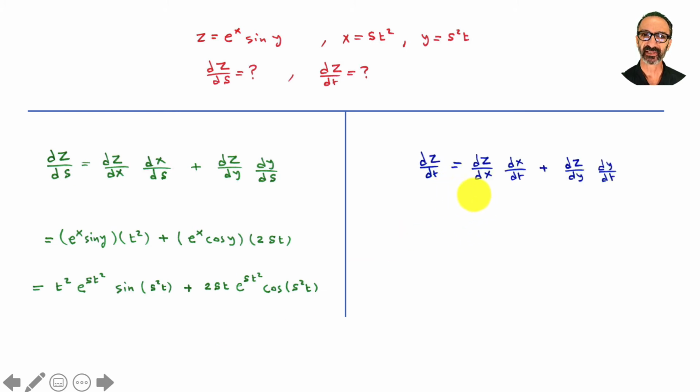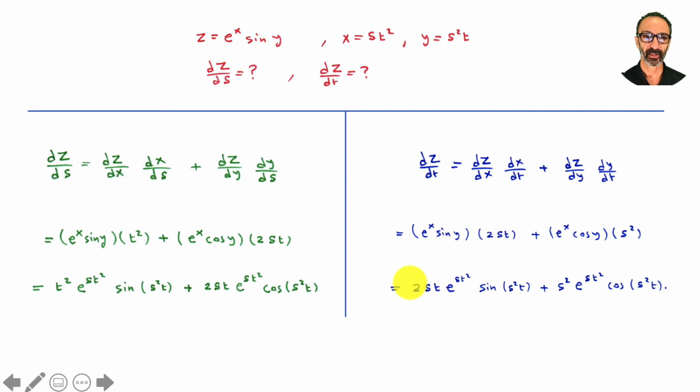On the other hand, dz dt will be dz dx, dx dt, and so on. Let's take care of one at least. dz dx: to find the derivative of this with respect to x, this will act like a constant, and the derivative of e to the x is e to the x. dx dt will be 2st, as you can see, and the rest will follow. Instead of reading it, I'm just giving it a few seconds so you could take a note out of this, and so we could move on.